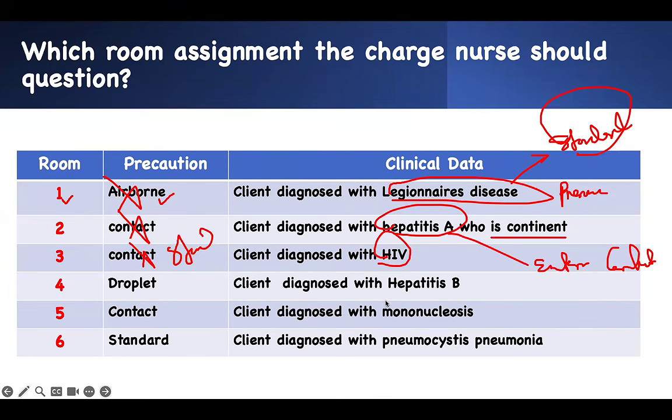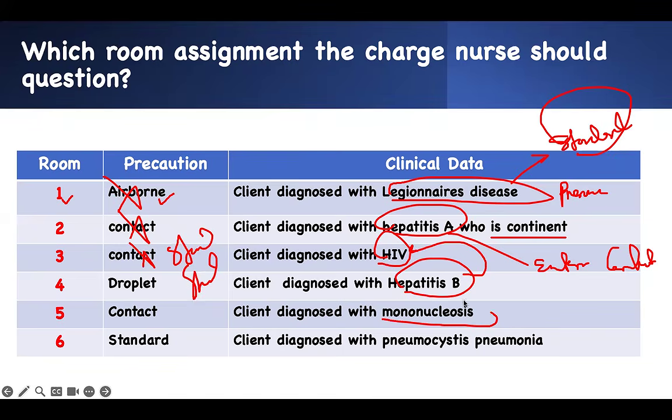The client diagnosed with hepatitis B is the same thing as HIV. These are sexually transmitted and blood-borne, through vaginal fluid, semen, and then basically getting in touch with your blood, like using IV drug use. Therefore, this is also standard.